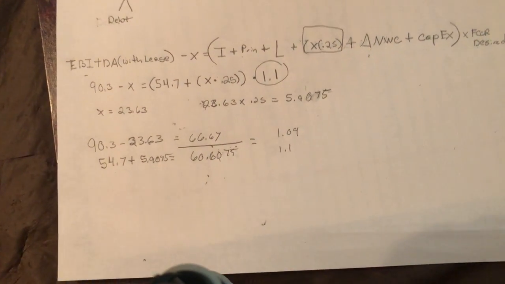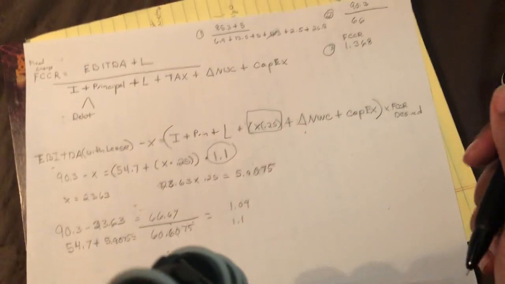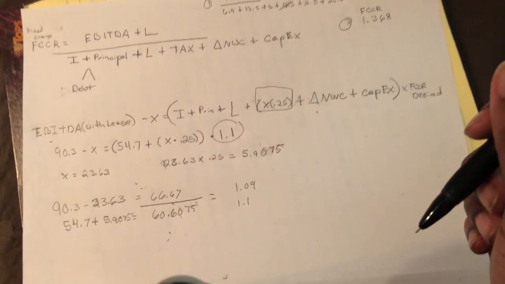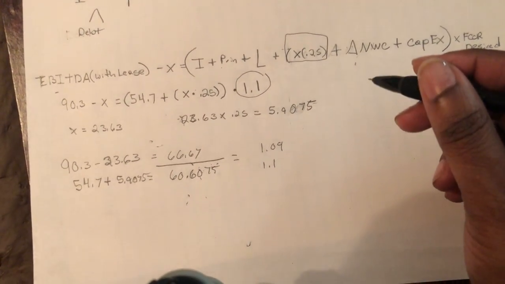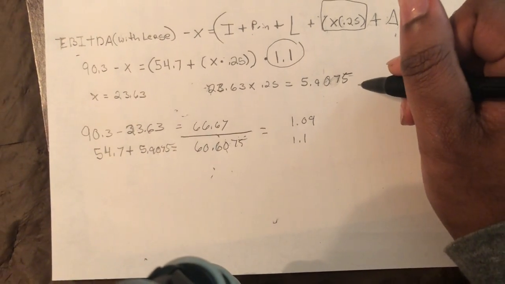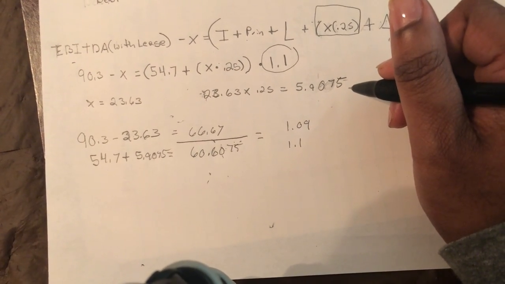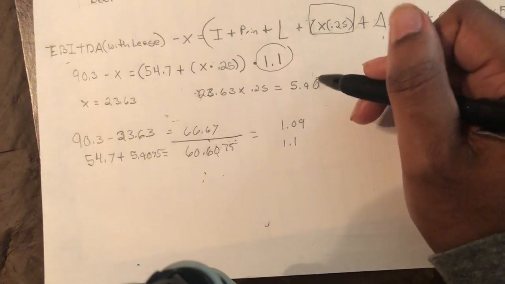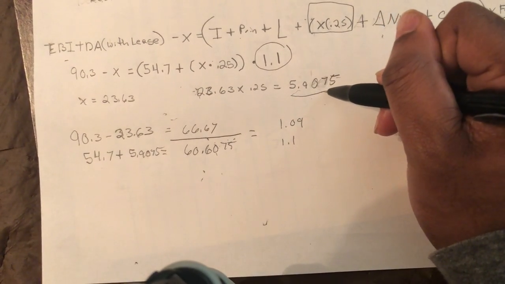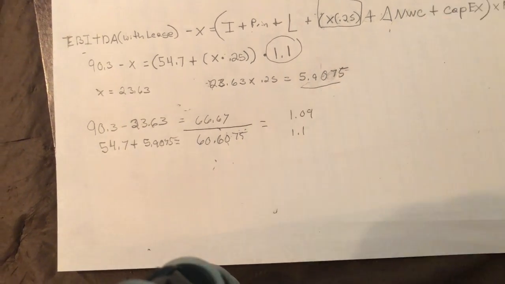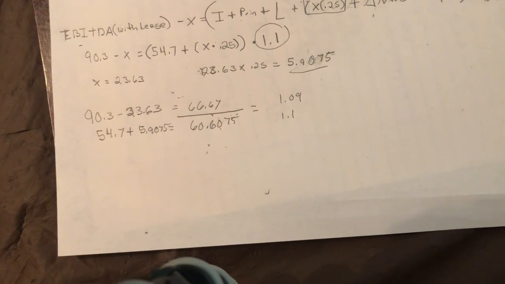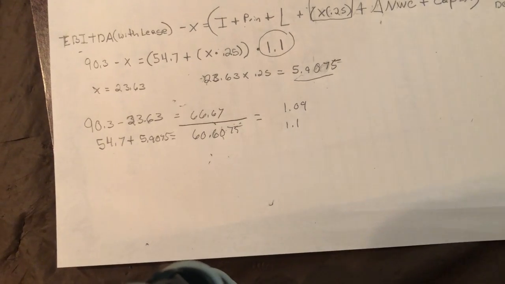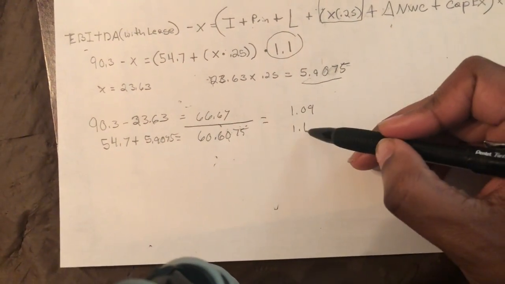So from there, where the tax rate comes in is I'm taking this 23.63 and multiplying it by 25%, which gives me 5.9075. So I'm just taking this whole entire thing. Can you round it up? Yeah, I'll do whatever. But if you do the exact numbers, it gives you exactly 1.1.